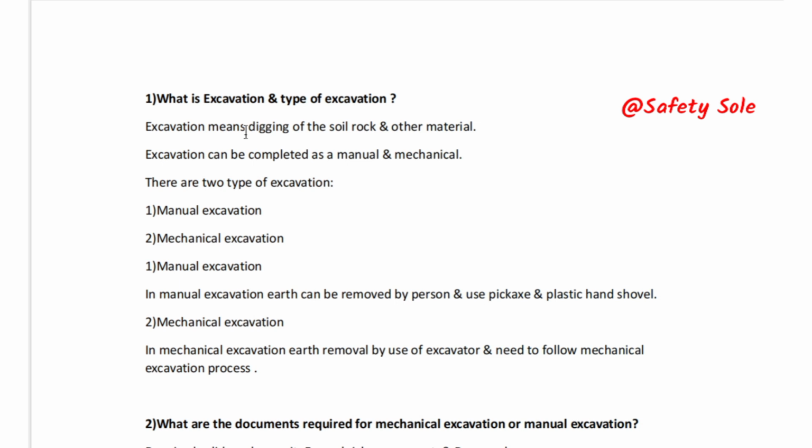In manual excavation, earth is removed by a person using a pickaxe and plastic hand shovel. In mechanical excavation, earth is removed using an excavator, and the mechanical excavation process needs to be followed.